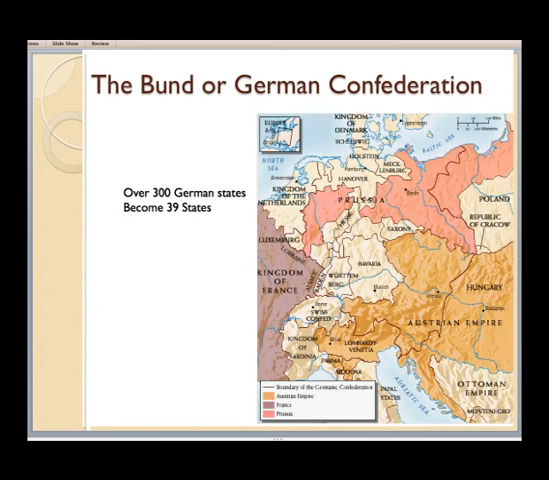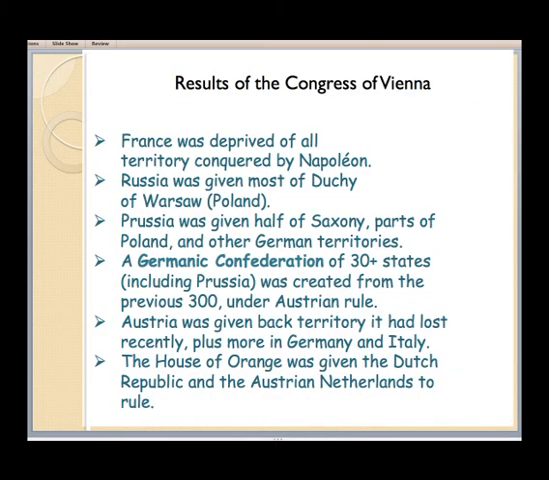And here's a nice map that just shows the makeup of the Bund, or the German Confederation, that will be born post-Napoleon. They'll take the 300 German states that sort of existed before Napoleon invades, bring it down to something a little bit more than 30 states. Here on these slides, take a couple minutes to go through it, great time to pause the video and read through it. You don't need to know all these things. We're just giving you some of the details of things that are happening.